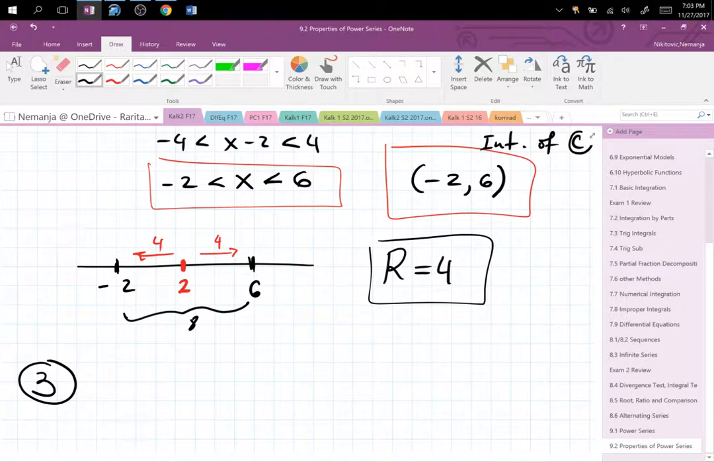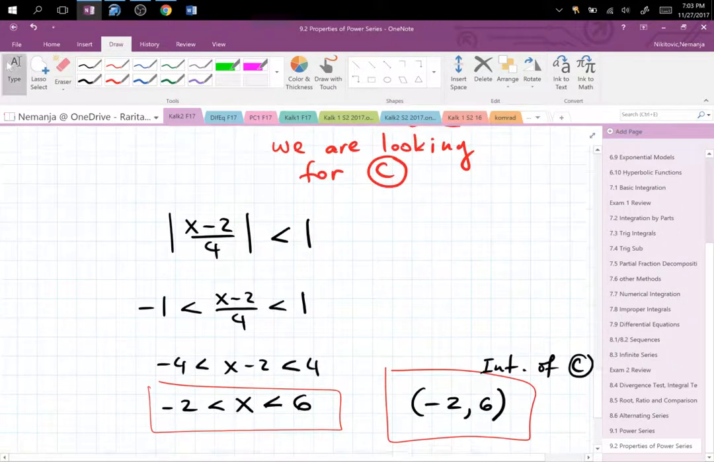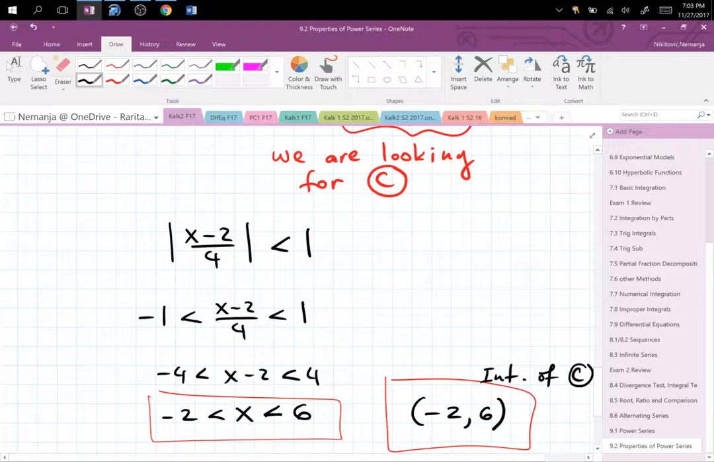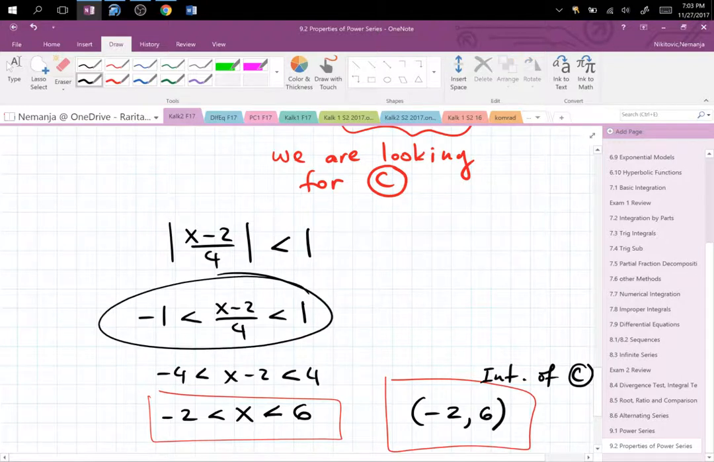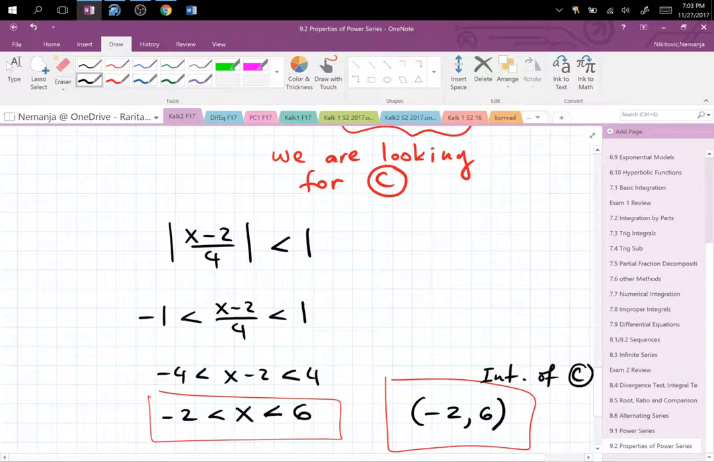Why do you move the 4 to both sides instead of 1? Right there. Over here? Well, this is what we call a 3-sided inequality. So you have to do the same thing on all 3 sides. So we need to get x alone, which means times 4, all 3 sides, and then plus 2, all 3 sides, to get x alone.